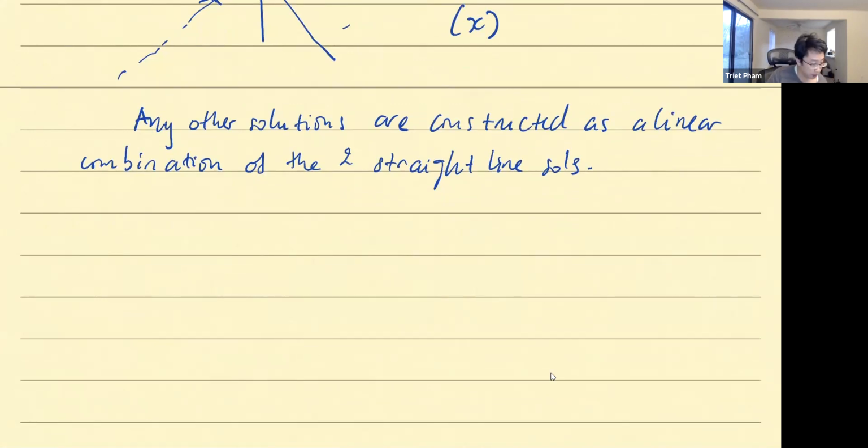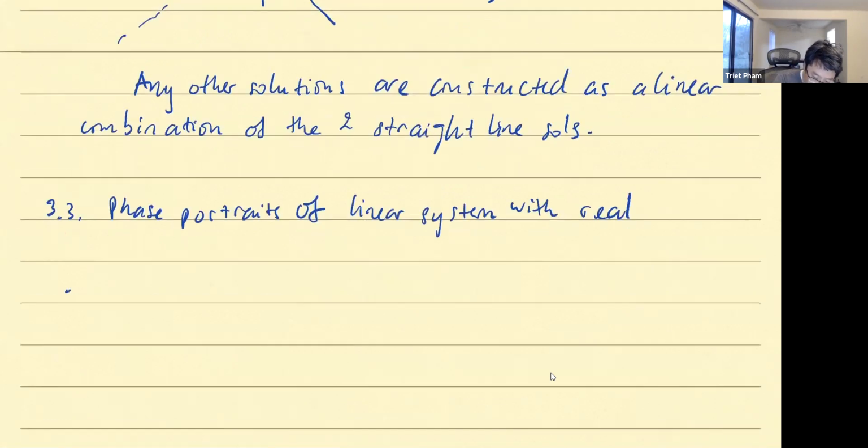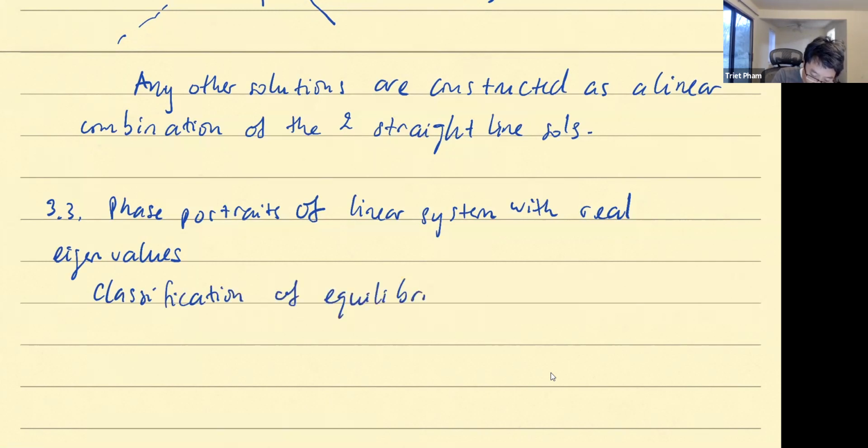So with that, the topic that we want to talk about now is 3.3, which is phase portraits of linear systems with real eigenvalues. That's the title of this section, but I think what they're really doing is classification of the equilibrium point, and the equilibrium point they're looking at is (0, 0).